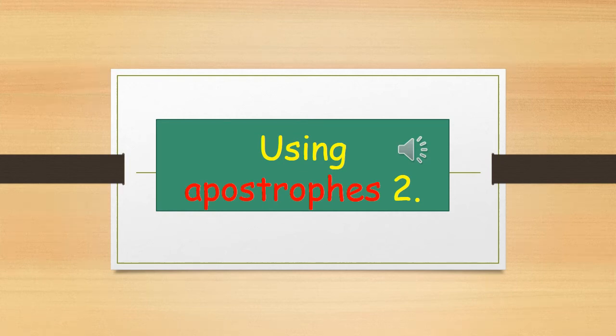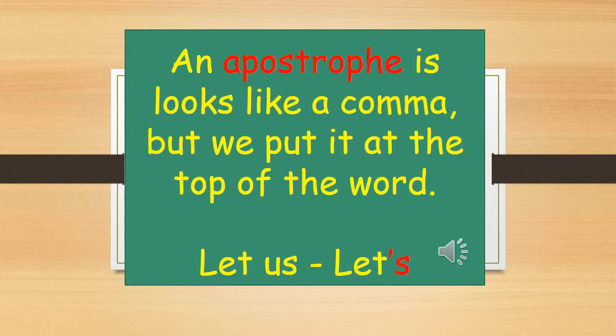Welcome back for our second part of today's lesson, and we'll be continuing on the different uses for the apostrophes. If you remember in the first video, we learned that an apostrophe looks like a comma, but we put it at the end and the top of the word. In the first video, we were learning about using it for possession, where we add apostrophe S. Here we learn about something a little bit different. We can see an example, let us, we change to let's.